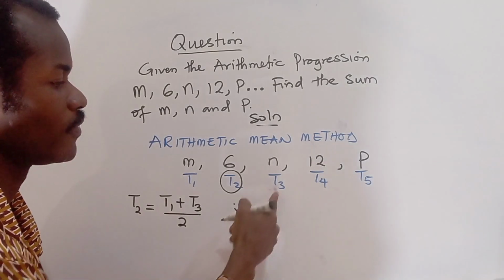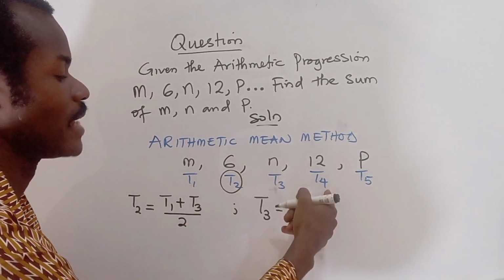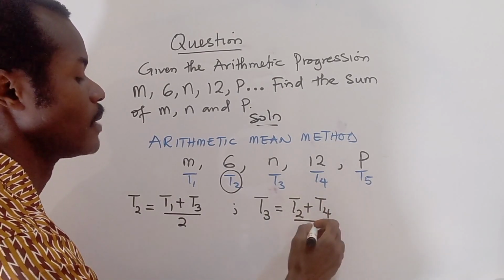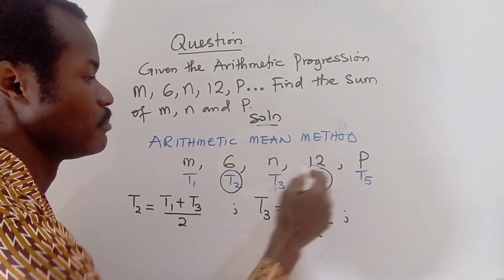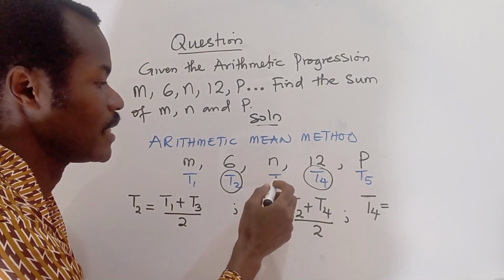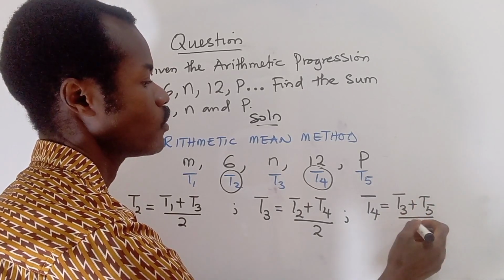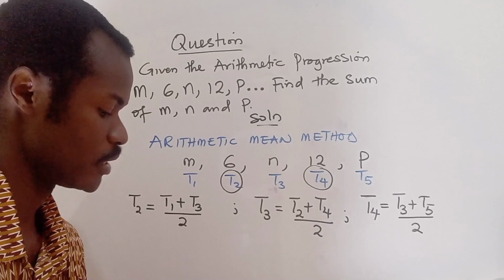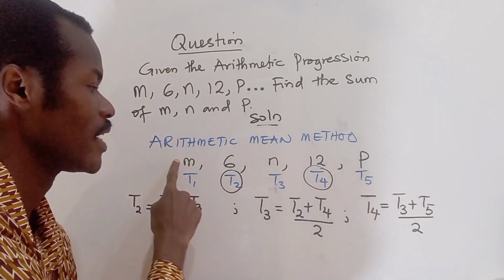Now, what if I want to get my t3? My t3 is going to be the sum of this and this, so we have t2 plus t4 divided by 2. What about if I want to get this 12? My t4 in this case is going to be t3 plus t5 divided by 2. So that is how you can get the respective terms of an arithmetic progression.